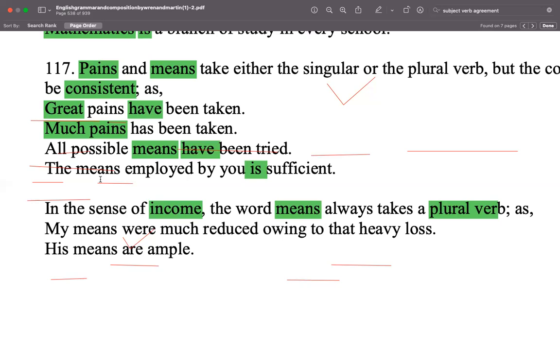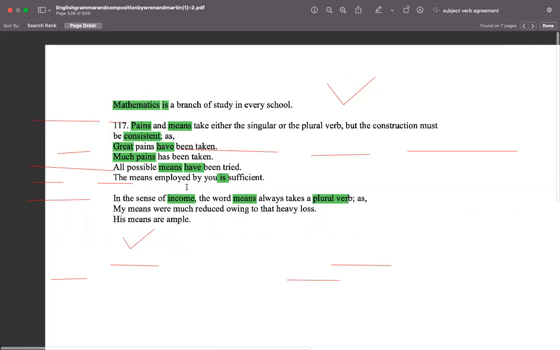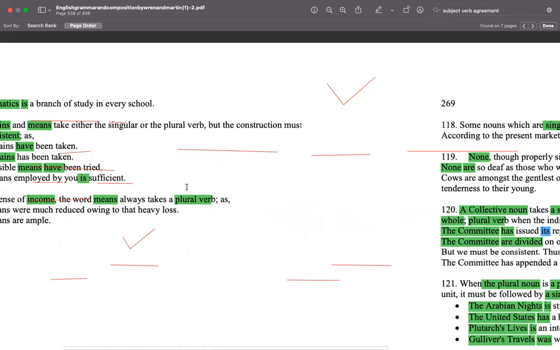Okay, so let's come to the next one. Here "means" also indicates income. Look into it: "My means were much reduced owing to that heavy loss." And "The means employed by you is sufficient." In that case it is indicating savings. So the first is income, the second is savings. On the basis of that it is used.